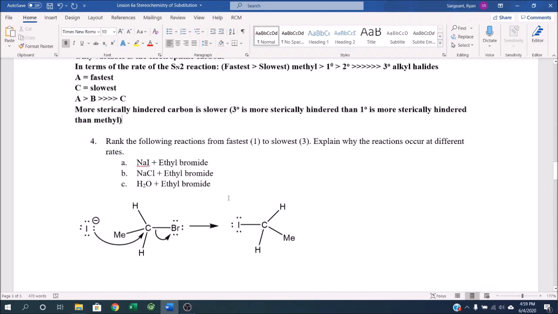All right, now we're ready for the third variable. And what happens if we change the nucleophile? So now I have the same leaving group, a bromide, the same carbon, an ethyl group, or in this case, a primary alkyl halide. All 3 of these are primary alkyl halides. And now what I'm doing is changing the nucleophile. So we have an iodide versus a chloride versus water, which is quite a bit different.